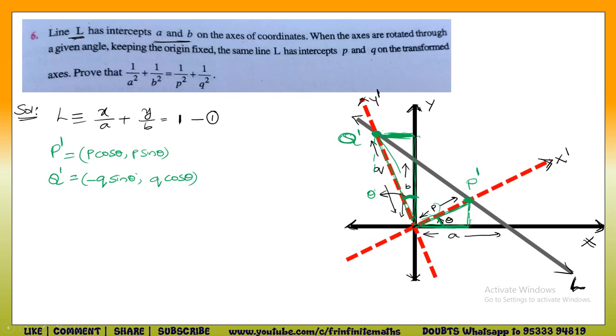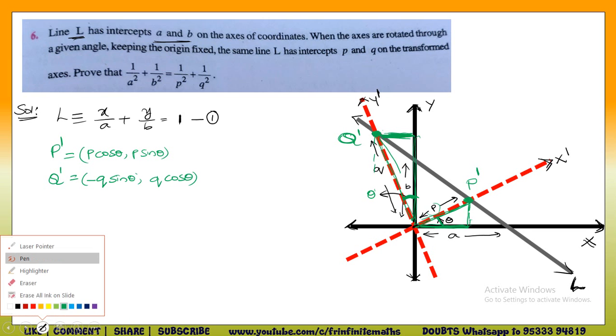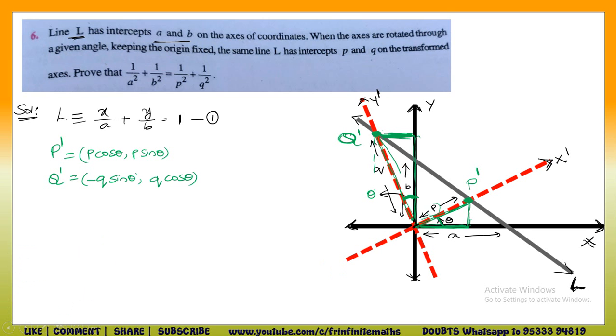Okay, we got the points p dash and q dash. If you observe the figure, where p dash and q dash are lying, p dash and q dash are lying on the line L, right? That means they need to satisfy my given line equation. So for that I need to substitute the values. In equation number 1 I am going to substitute this one as well as this one.